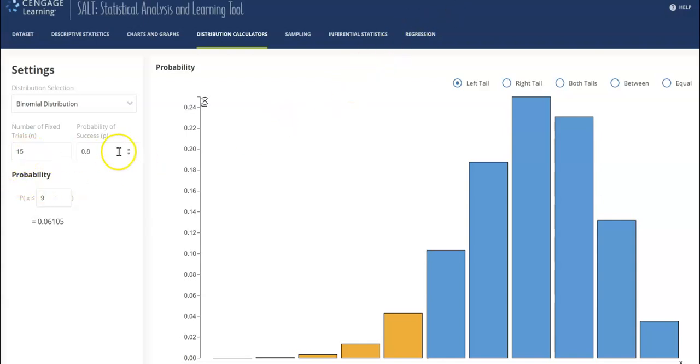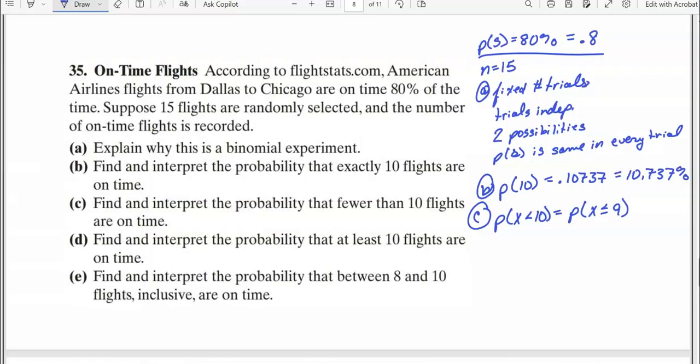So we've got 15, 0.8, and we want less than or equal to 9. I get 0.06105. And then D is asking us at least 10.